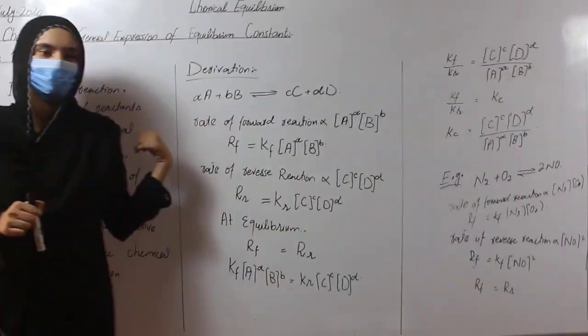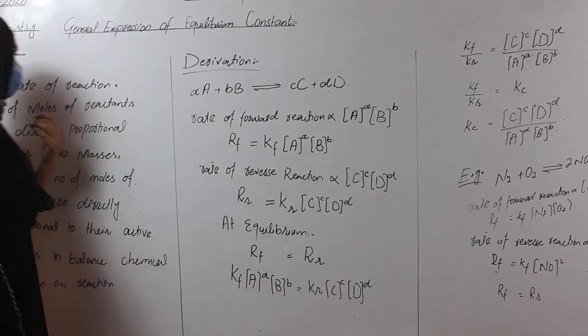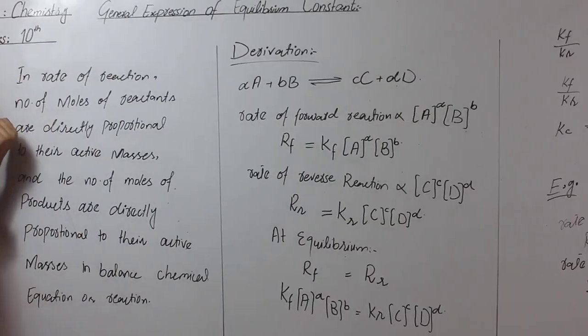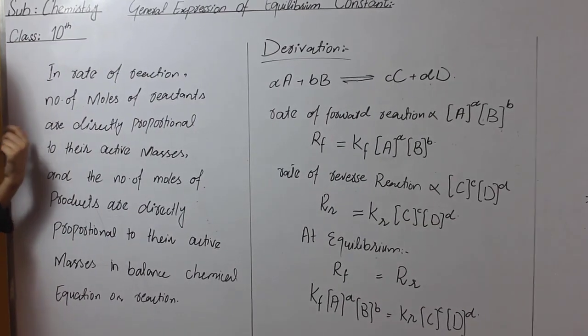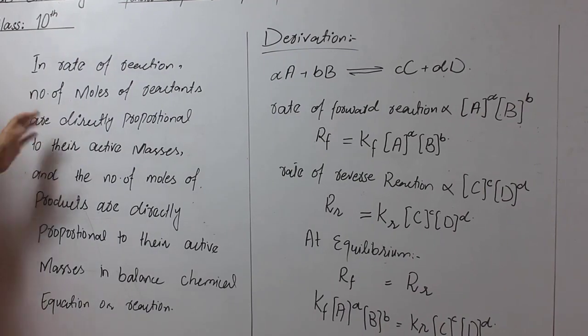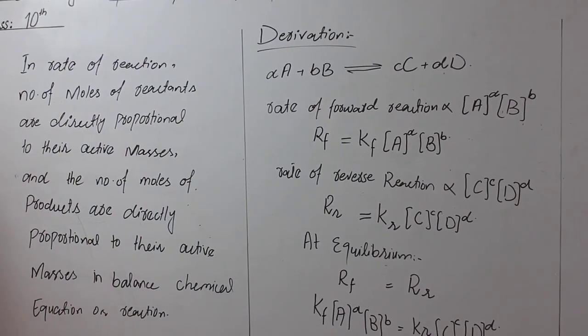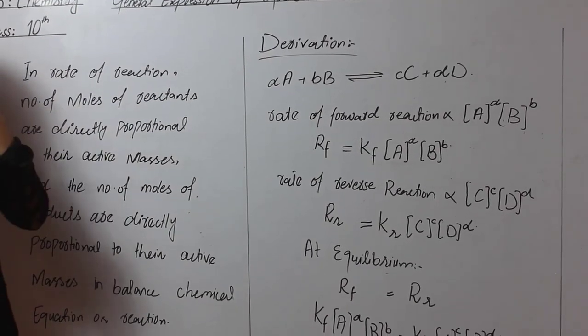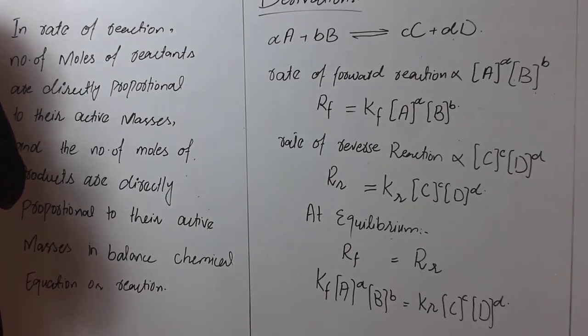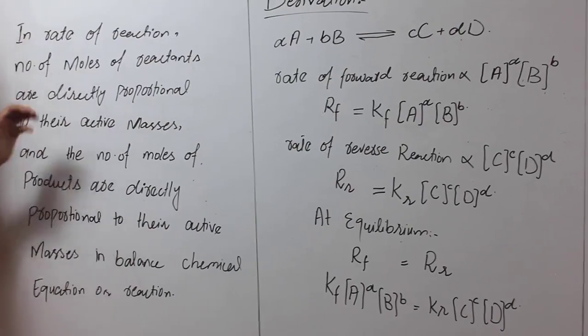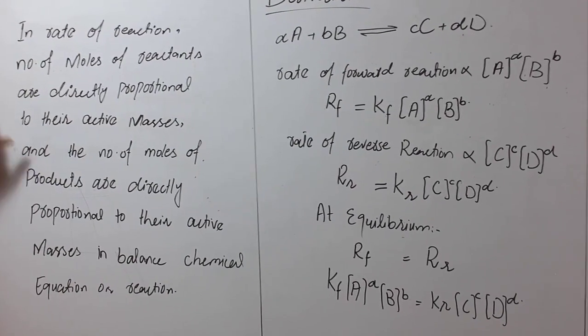In the case of the general expression, we are discussing some new things. The new thing is that the number of moles of the reactants and the products, meaning the rate of reaction: the number of moles of reactants are directly proportional to their active masses, and the number of moles of the products are directly proportional to their active masses, but in a balanced chemical equation.